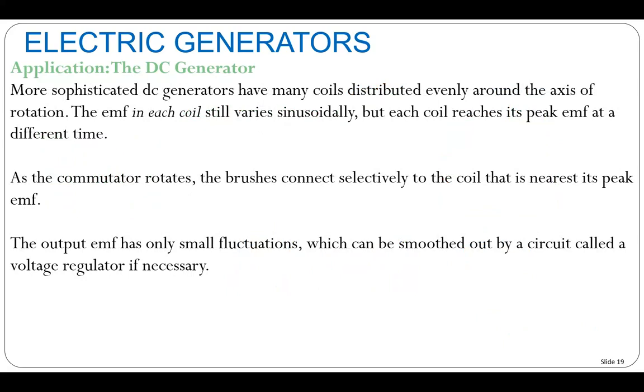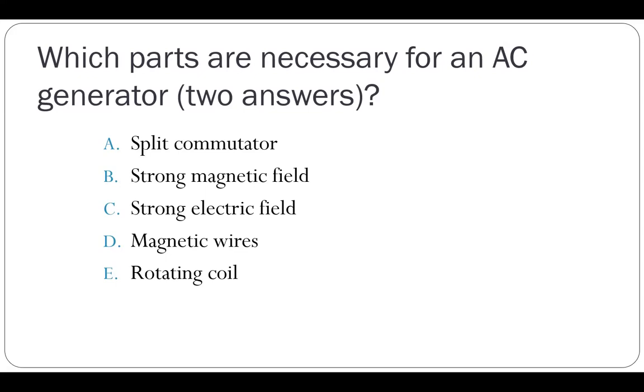This is describing how more sophisticated systems work, like the brushes. Let's just move over that. Which parts are necessary for an AC generator? There are two answers. So not a DC one, but an AC one. And this is different from what you said before, the alternator. Right, this is not an alternator, it's an AC generator.